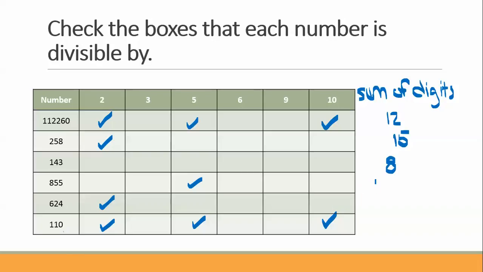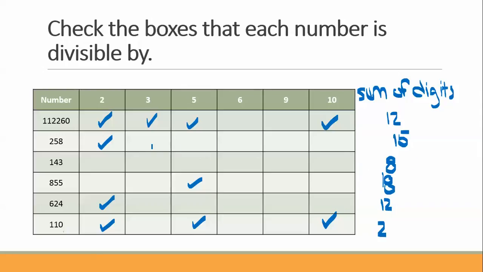The sum of the digits for 855 is 18. The sum of the digits for 624 is 12, and the sum of the digits for 110 is 2. Now we have to determine which of these numbers is divisible by 3. 12 is divisible by 3, so that means 112,260 is divisible by 3.